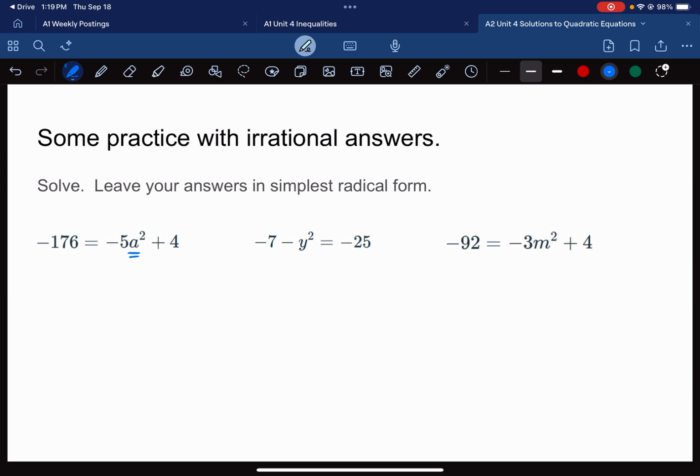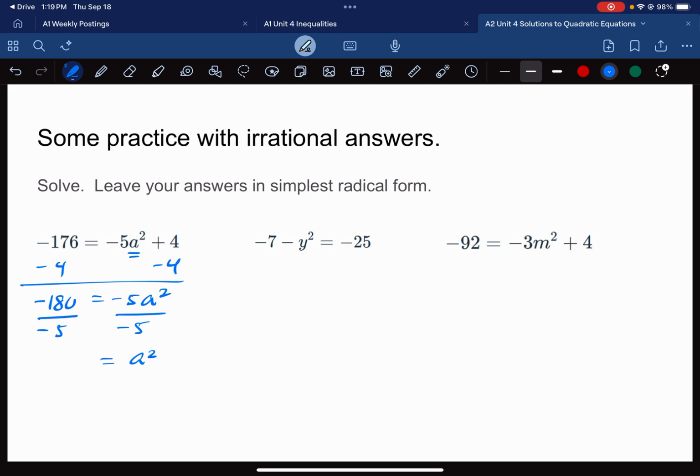I'm going to isolate the a squared because I don't have any other a term. I'll subtract 4. Gives me negative 180 equals negative 5a squared. I'm going to divide by negative 5 on both sides. Anybody know what that is? 180 divided by 5. I think it's 36, yeah. So we get a squared.